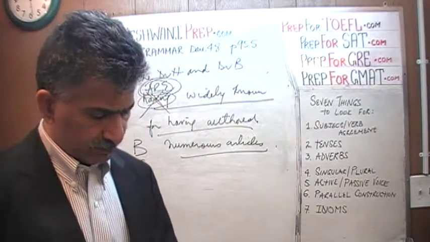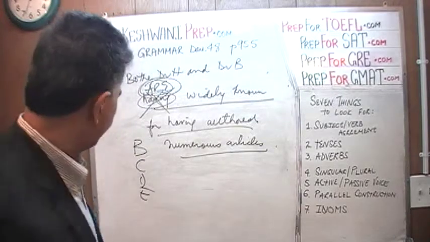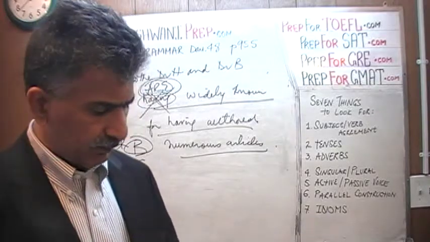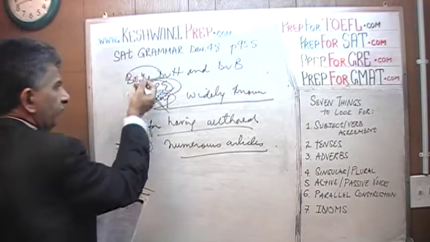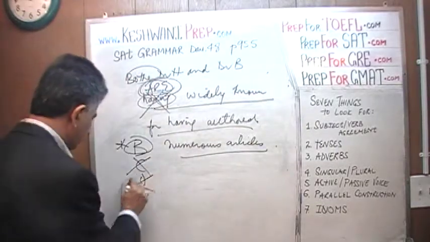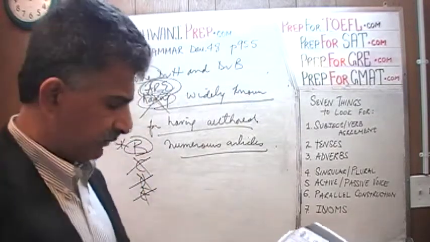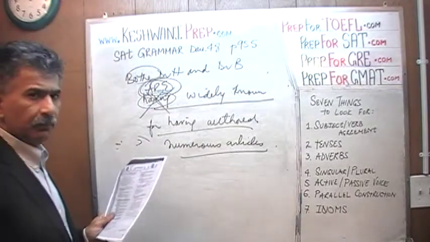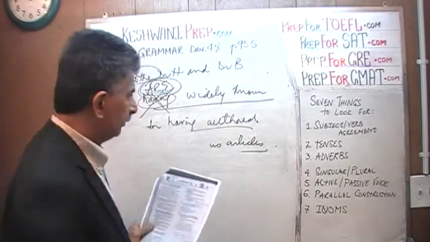Let's look at B. B says both Dr. Henderson and Dr. Ball are widely known for having authored. There you go, the answer is B. Let's read C, D, and E just out of curiosity. They do not start with the word both, and we have not made any other change. It has to start out with both. The answer is B. Let's go on to number 8. They are both of them are widely known for having authored many articles.